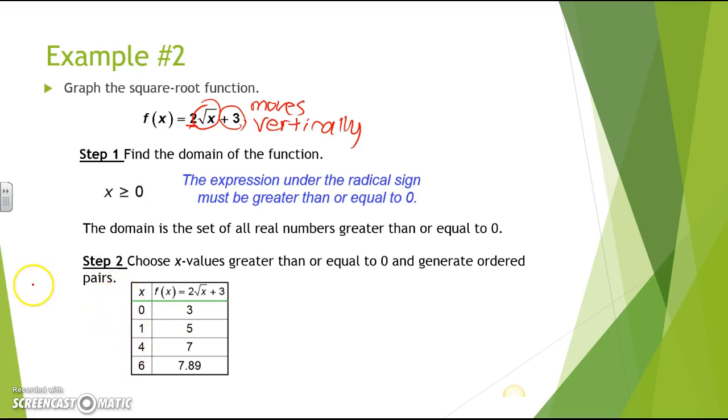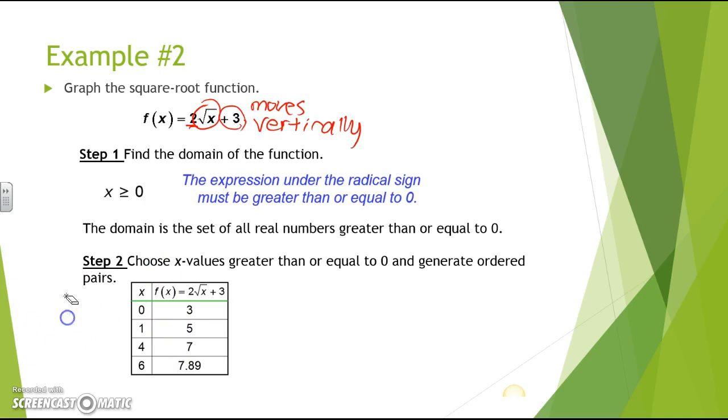So we plugged in x is 0, 1, 4, and 6. The way you go about solving this is 2 times the square root of 0 plus 3. The square root of 0 is 0, so it's really 2 times 0 plus 3. 2 times 0 is 0, 0 plus 3 is 3, so that's how they got 3 right there. For the next one, they did 2 times the square root of 1 plus 3. The square root of 1 is 1, so 2 times 1 plus 3. 2 times 1 is 2, plus 3 is 5.